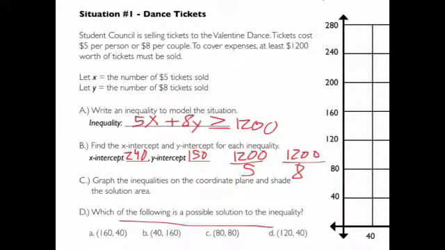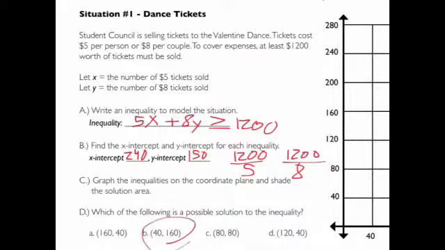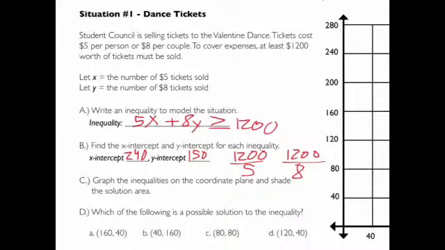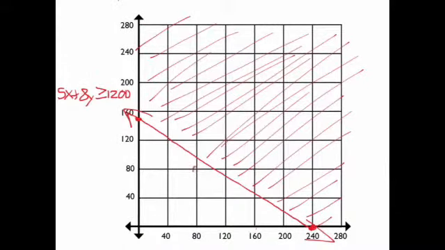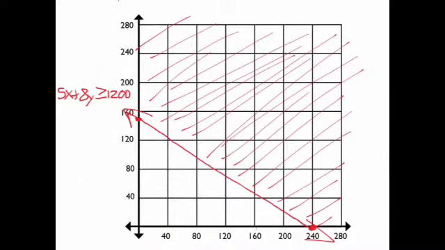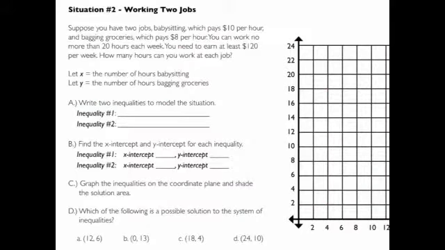So we did that, you need to figure out which of these is a possible solution to the inequality. Well, just take each point and see if it lands within the shaded region, the solution area. So 160, 40 is right there. That's not inside. 40, 160 is actually right here. So that is a solution, B. 80, 80 is right here. That's not in the solution area. And then 120, 40 right there. Not part of the solution. So just B.